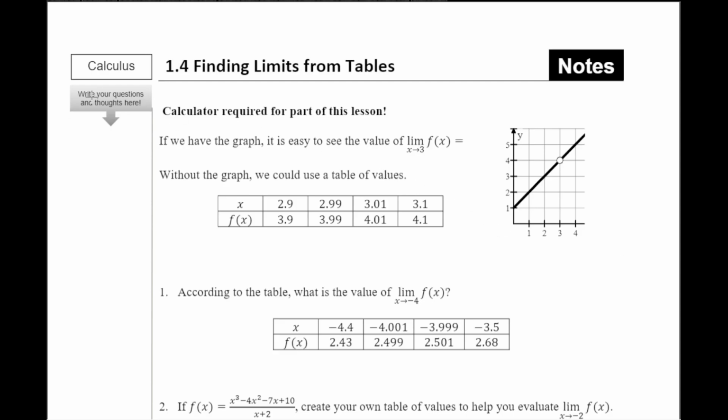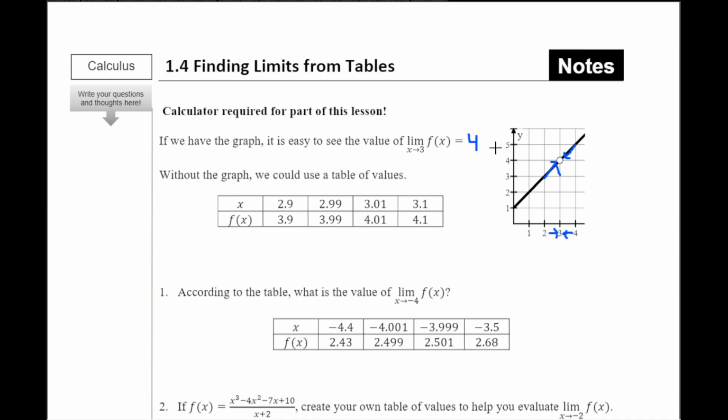1.4 Finding limits from tables. Calculator is required. If we have this graph here on the right, at this point it is easy to see the value of limit as x approaches 3 of f of x. As x approaches 3, right here, this is x equal to 3, right? On the graph, you see from the left and the right, we are approaching a value of y equal to 4. So without a graph, we could also use this table of values.